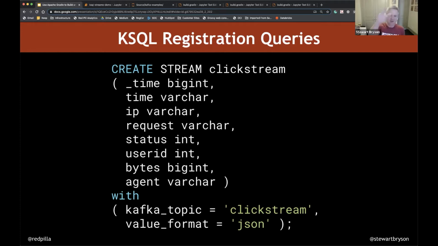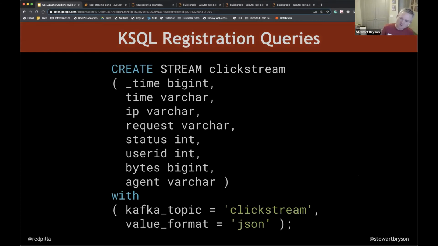So KSQL picks up when data is being delivered to a topic. And so the first thing we have to do is give a SQL-like or a table-like or stream-like interface on top of a topic. And the way we do that is sort of like table DDL. So create stream or create table, we define our columns, and then a little bit of Kafka-specific things down here. What's the Kafka topic that this is sitting on top of? And what's the value format? In this case, it's very simple to use JSON. So this is an example of creating that registration query.